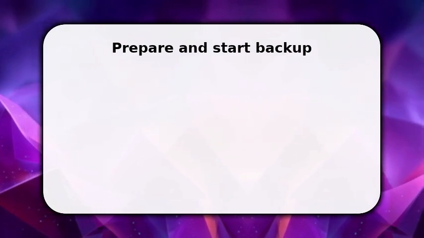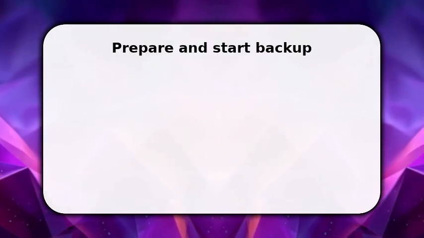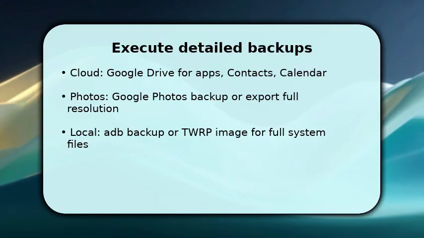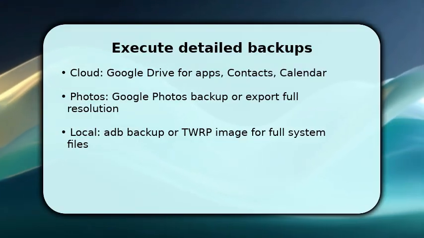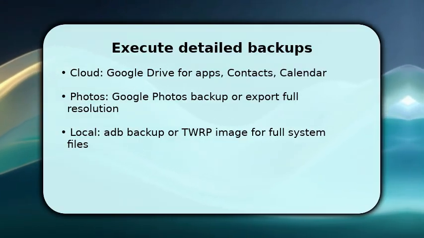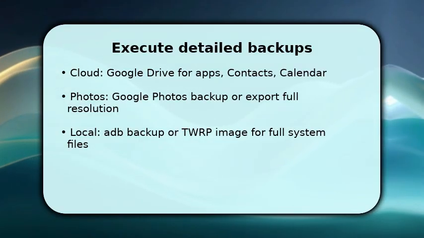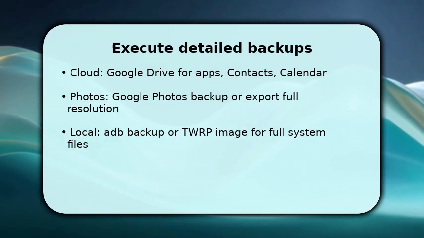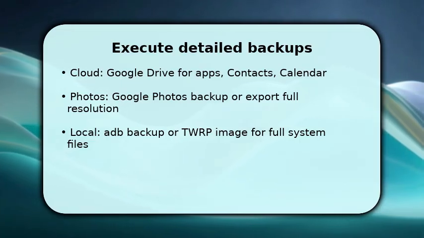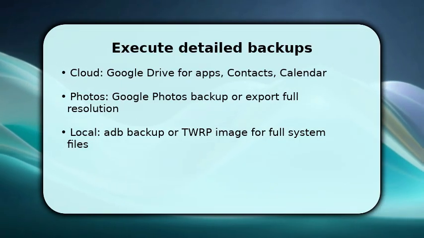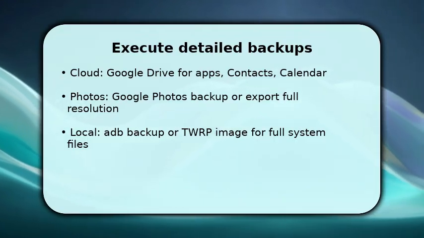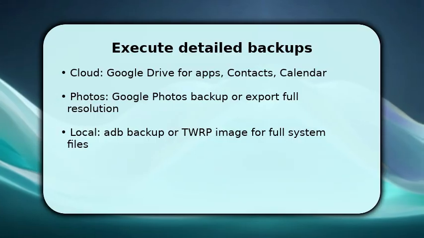Now you'll capture the middle, heavier pieces. Start Google Photos Backup for high-quality or original photos. Open Photos, Settings, Backup and sync and choose desired quality. Next, backup SMS and call logs with a reputable app if you need them. Install, follow export steps, and save to Drive or local storage. For a bit-for-bit system copy, use a DB backup or boot a custom recovery like TWRP to restore.